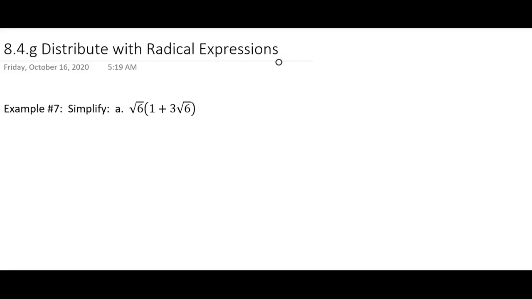So in the last two videos, we were multiplying one radical expression times another radical expression. But now we're going to do multiplication, but in a distributive way. So we're going to take the square root of 6 times 1. So that's going to be one part, the square root of 6 times 1, plus, and then we have to take the square root of 6 times the other part, 3 times the square root of 6.